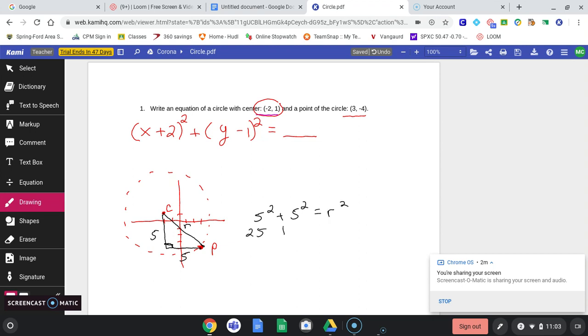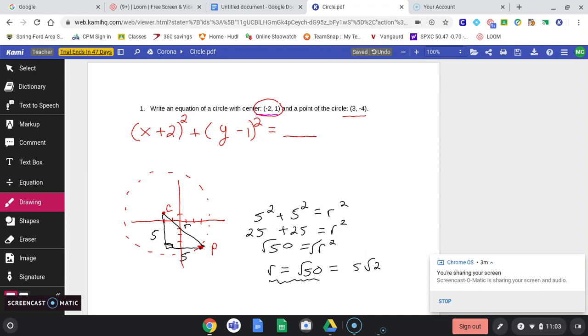I have 25 plus 25 equals r squared. I get 50 equals r squared. I'm going to square root that, and I get r equals root 50. You could simplify that. If you wanted to simplify, we would get 5 root 2, but it's actually easier in this situation if you leave it like this.